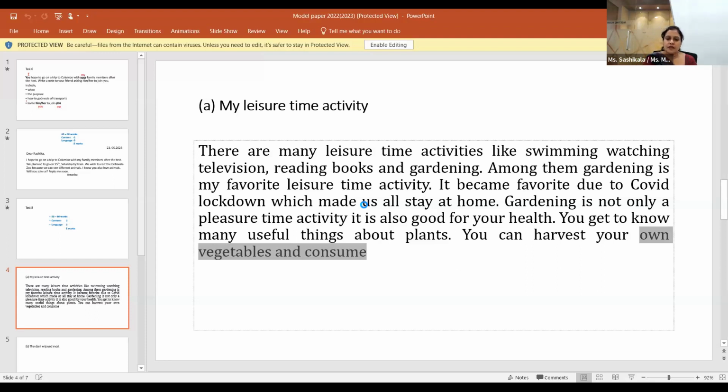So I think this is how you get marks. Yeah, you will get 10 marks for this. These 10 marks are given for the content.